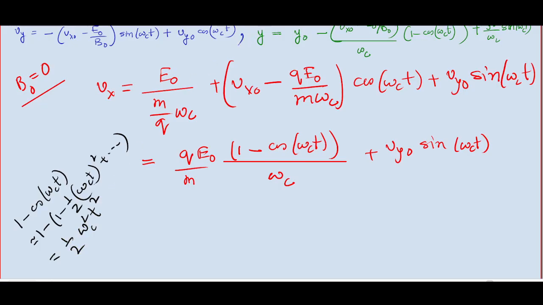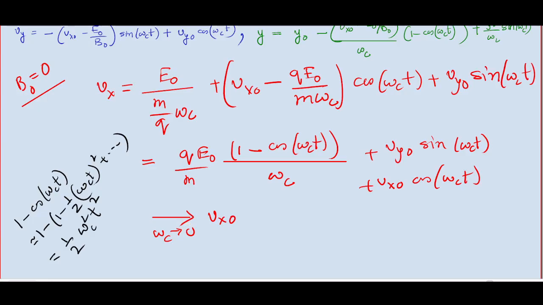Of course, I have missed a term here, the term Vx0 cosine omega ct, which in the limit omega c goes to 0 simply gives you Vx0. The other two terms, as we have just established, vanish. So there is no change in the velocity in the x direction. What about in the y direction?